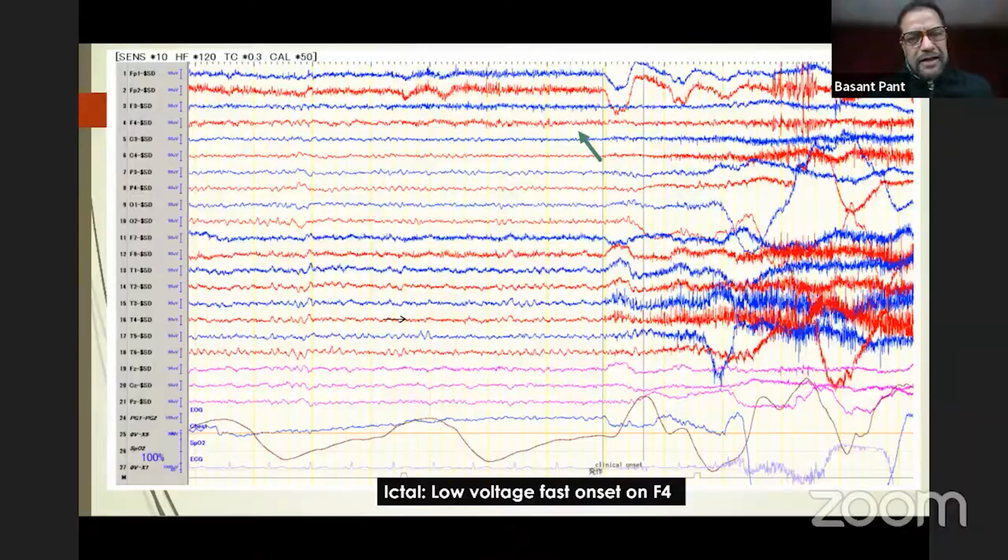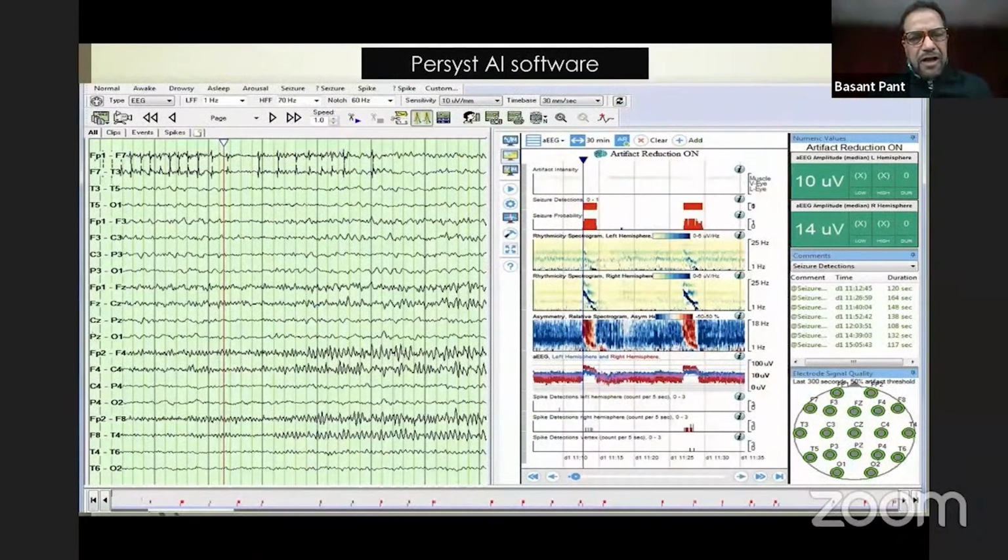If you do 2 or 3 days of video EEG, then it's very, very difficult to analyze all these things. It takes a long, long time. So artificial intelligence in the form of different software is available in the market. And Persyst is the one that we are using, but there are others. So you should also incorporate that. All this raw data you put in, and then they will condense it into a very short period, like 5 minutes or 2 minutes. And mainly they will show you where the seizure has happened so that you can see it better.